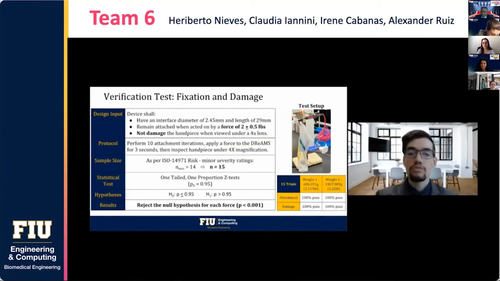The Renuvion handpiece was mounted on a clamp and the Dreams was attached to it 10 times. Two forces were then applied to the attachment. Afterwards, the tip of the handpiece was inspected under a 4x magnification for damage. This was repeated to ensure a 95% confidence interval and an 80% reliability rating. A Z-test was performed and the results indicate we could reject the null hypothesis for each applied force, passing this test.